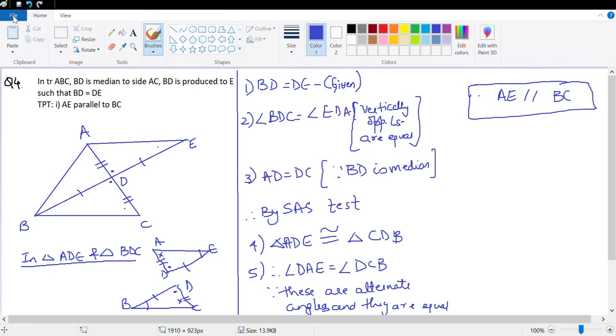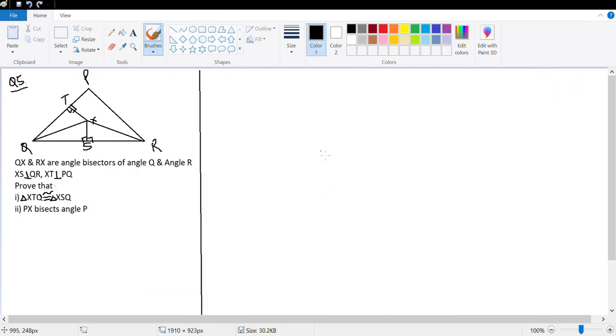Let's look at the next question. The next question that we do is question number 5. Let's look at this question. Question 5 says, in the adjoining figure, QX and RX are bisectors of angle Q and R. So these are bisectors, which means let me start writing what I know. So this angle and this angle are equal because these are bisectors. And this angle and this angle are equal because this is bisecting this angle.